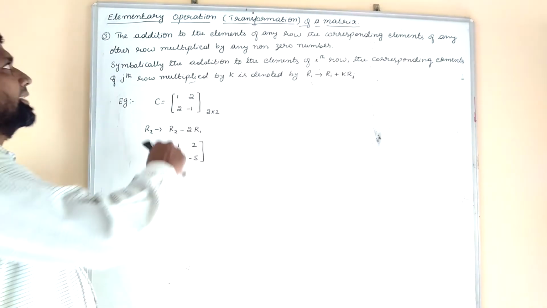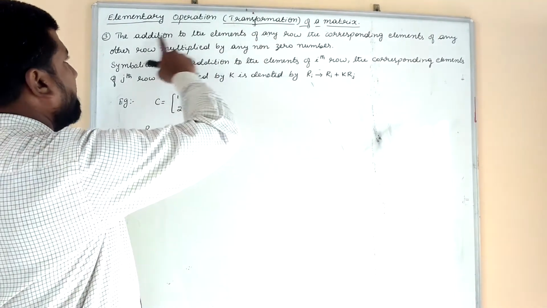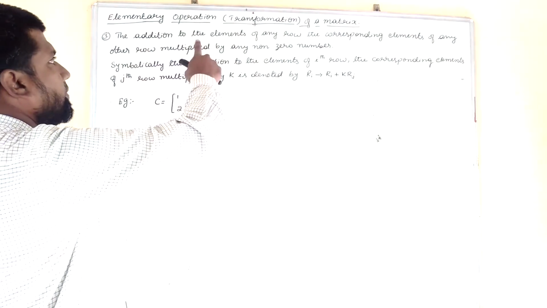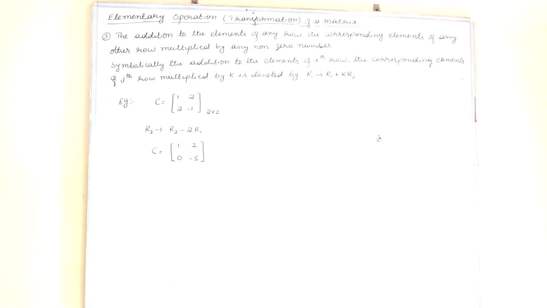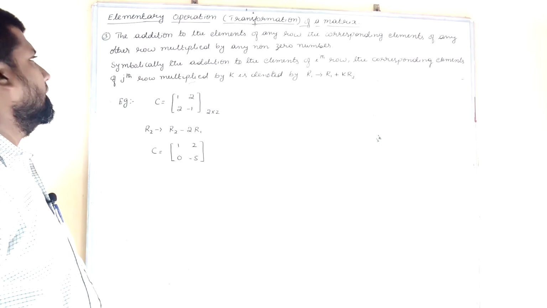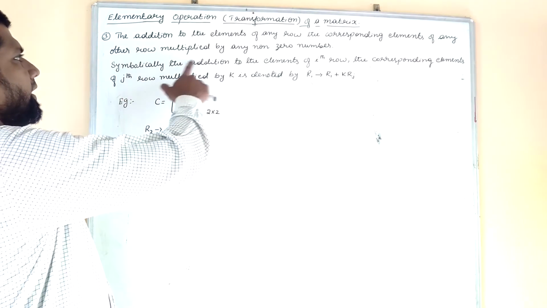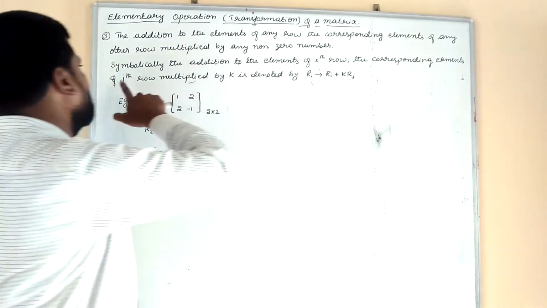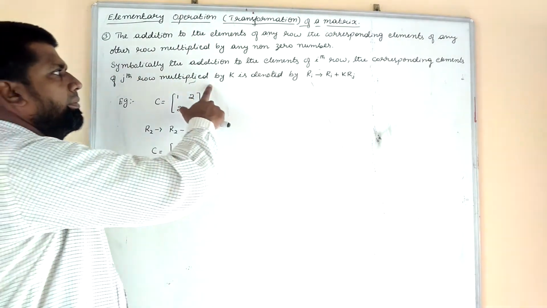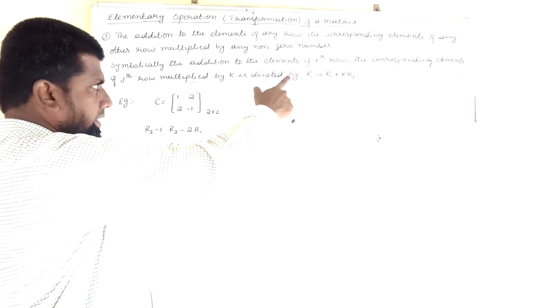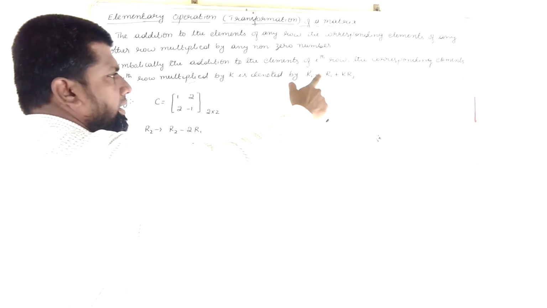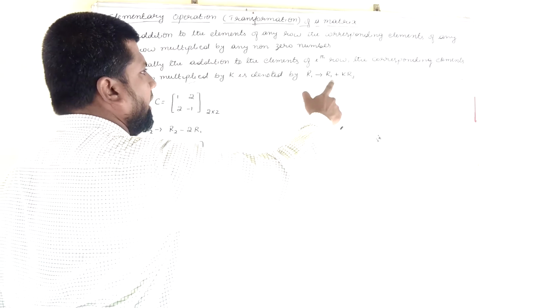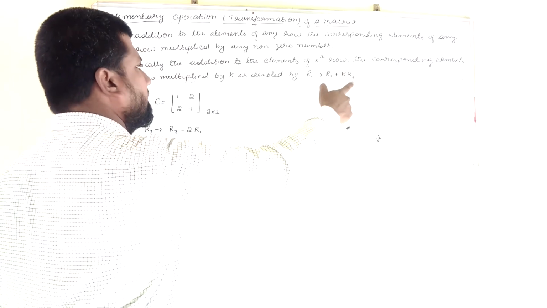Let us go for the next operation on transformation of a matrix. The third one is the addition to the elements of any row of the corresponding elements of any other row multiplied by any non-zero number. Symbolically, the addition to the elements of the ith row of the corresponding elements of the jth row multiplied by k is denoted by Ri changes to Ri plus k Rj.